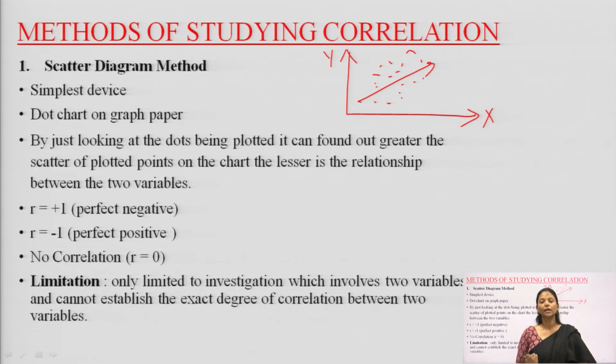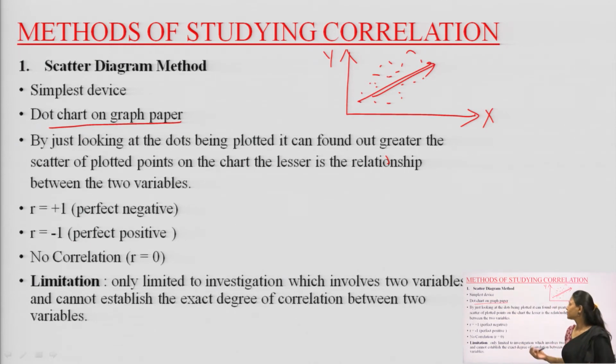So, the direction in which these points are going, we tend to plot a single line in that direction, in order to know the direction of the graph. This kind of scattering of points when we plot onto the graph gives rise to the scatter diagram method for studying correlation. This is a very simple device, also called a dot chart, and we can plot it onto a graph paper.